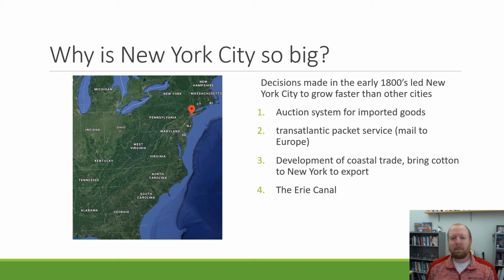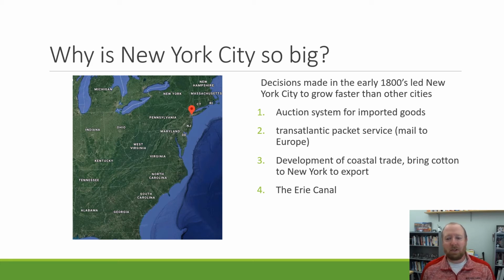The first is they set up an auction system for imported goods. So any European country could bring their goods to New York and auction them off to the highest bidder. And that's free markets at work. This was not true in Boston and Baltimore and other cities, where if you brought goods there, you would have to find a buyer yourself. And that would sometimes take time or be very costly. So this auction system really set up an incentive for European countries to ship their goods to New York City instead of other Atlantic cities.